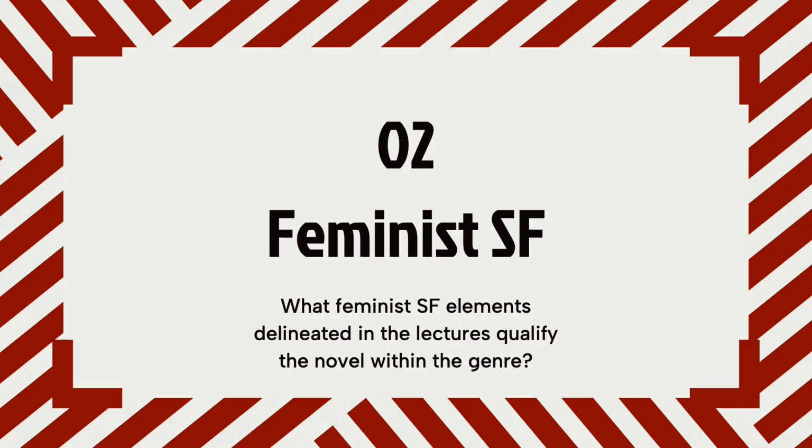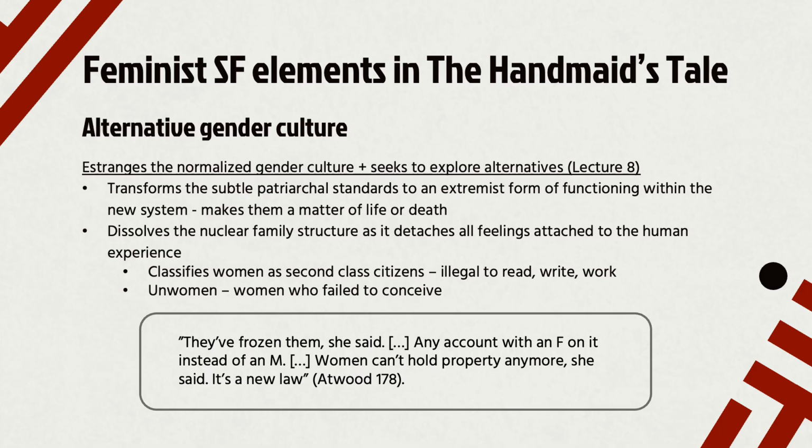Now that we've provided some context as to what the novel covers and where it takes place, I'd like to tackle the specific elements that qualify this text as a feminist science fiction novel. In terms of recognizing the significant elements that qualify this text as such, I'd first like to look at one of the elements that we can observe in Lecture 8 that we saw earlier this semester. So first of all, the novel takes a look at the gender culture and estranges the normalized version of it that we have, and also explores alternatives.